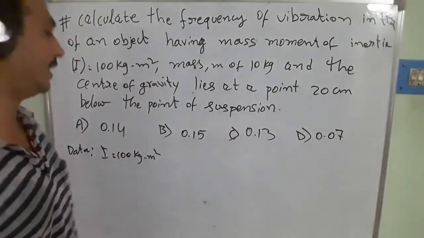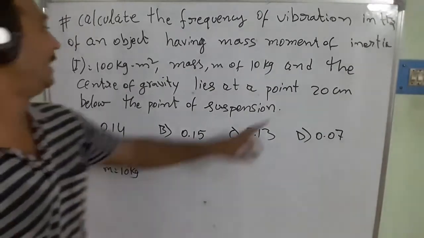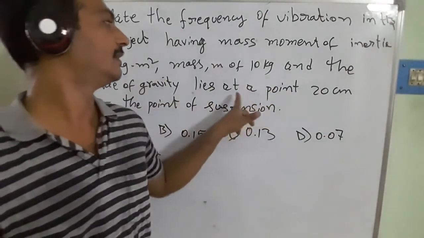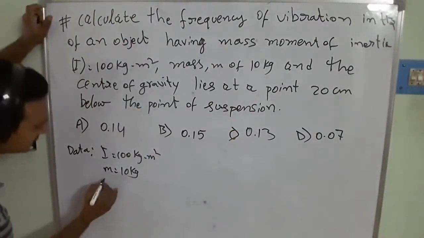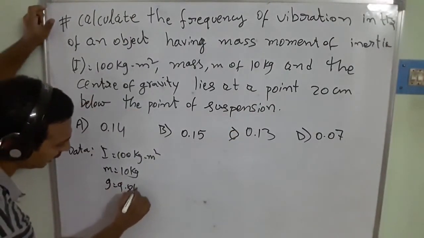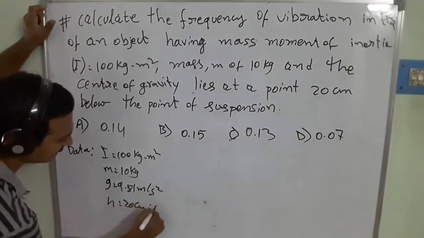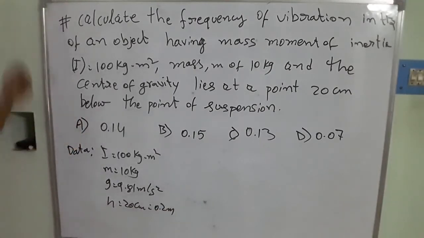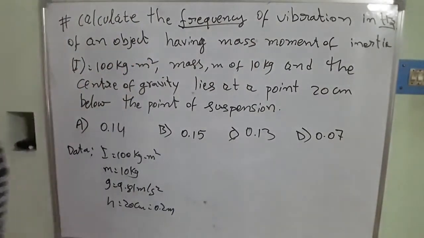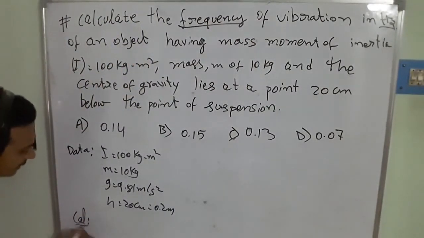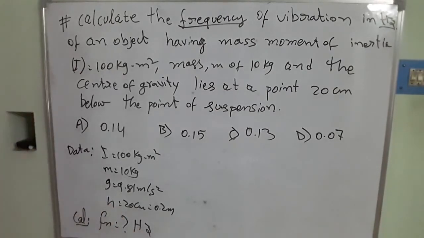The mass of the system m is equal to 10 kg, and the center of gravity lies at a point 20 centimeters below the point of suspension. So g is equal to 9.81 meter per second square, and h is equal to 20 centimeters, that is 0.2 meters. We need to calculate the natural frequency of the system in Hz. So calculate Fn is equal to how much, in terms of Hz.